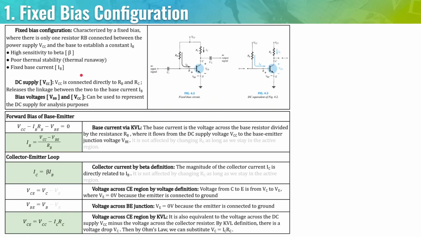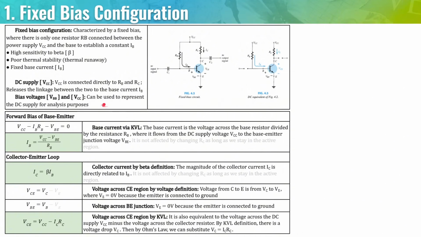So the DC supply, VCC, is connected directly to RB and to RC. It releases the linkage between the two to the base current IB. Also, the bias voltages can be used to represent the DC supply for analysis purposes. So when we separate VCC into VBB and VCC, that is when we will have the amplifier circuit that we had in the last part of the video.